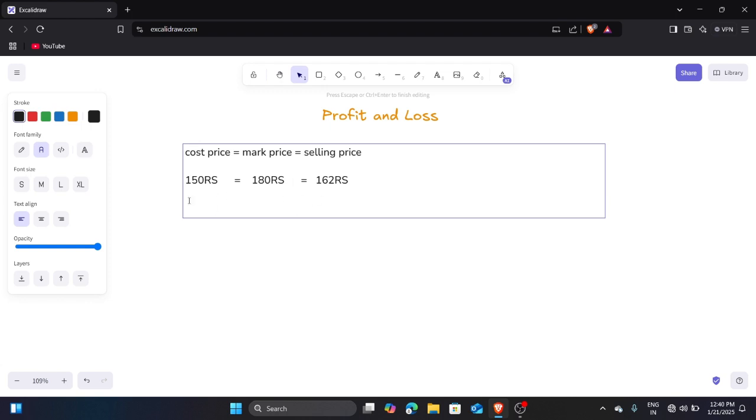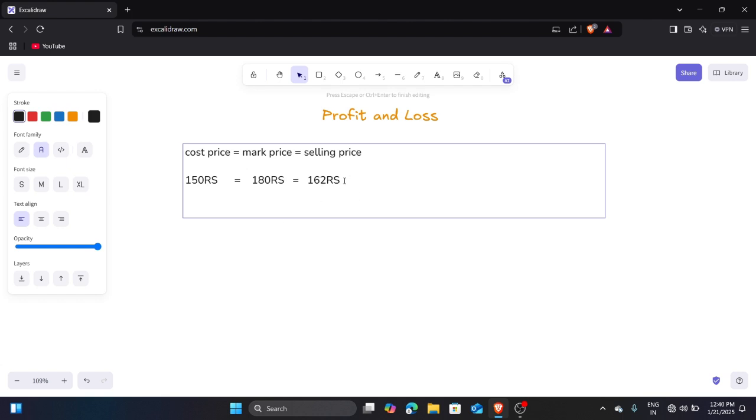Always you have to compare the selling price with the cost price. This is the main thing. If they ask about the loss, then also you have to use cost price and selling price. If they ask you the discount, then you have to use mark price and selling price. They can ask you if the shopkeeper sells the product at the mark price, then what could be their profit, then you have to use cost price and mark price. If they ask you what is the overall profit or loss, then you have to use these two terms.